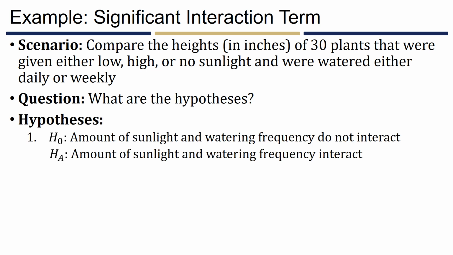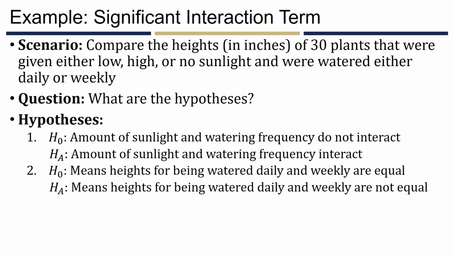Our first set of hypotheses is going to deal with the interaction term. The null hypothesis states that there is no interaction between amount of sunlight and watering frequency. The alternative states that there is an interaction between amount of sunlight and watering frequency.